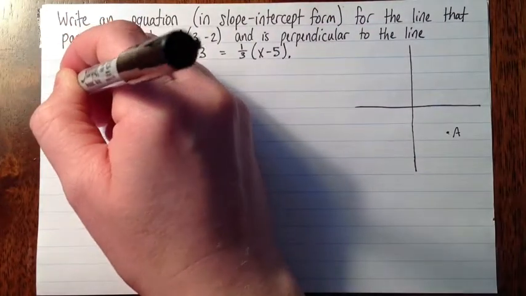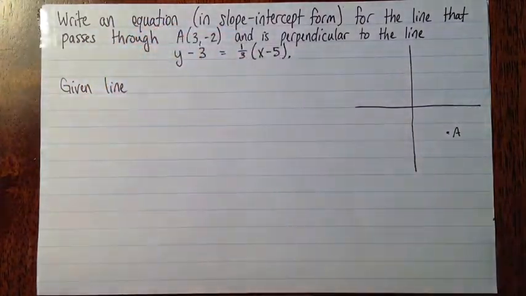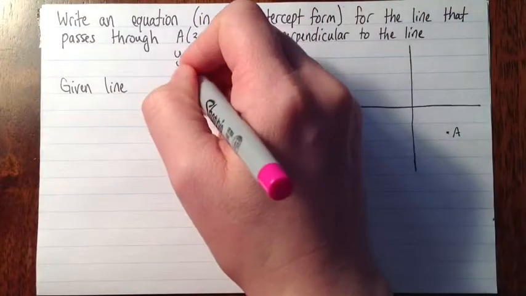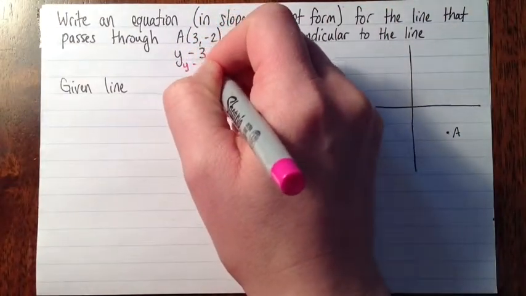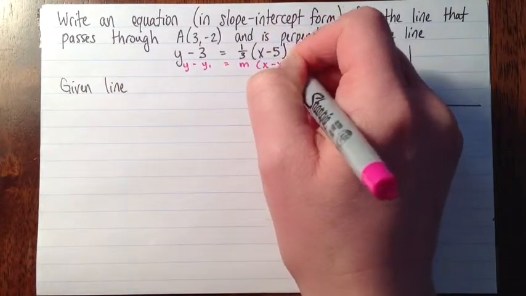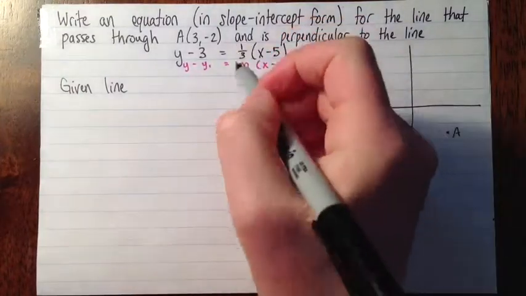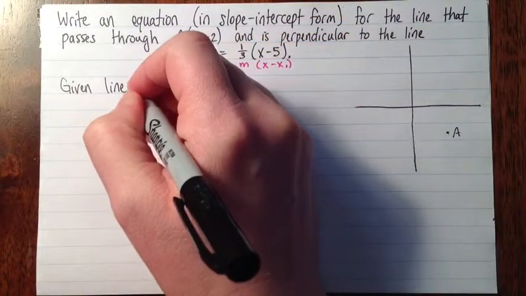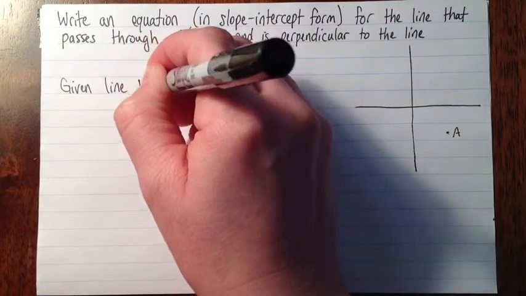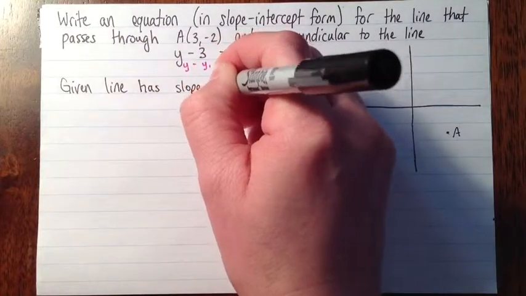So the given line, just to organize what we know about this: slope-point form is y minus y1 equals m times x minus x1. So our slope is right here. The given line has slope 1/3.